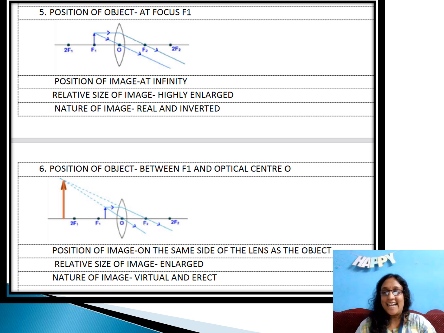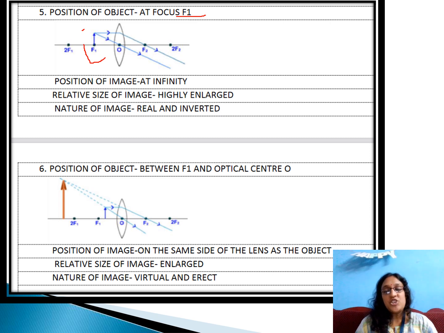So in the last slide, you cannot see your fifth and sixth positions. So I separately tabulated them over here. Can you see here? The fifth position will be the position of the object at focus F1. You're keeping your object over here. F1 is over here. So the same phenomenon. So what is happening?